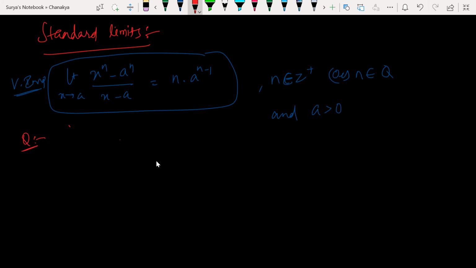The question is limit x tending towards a, x to the power of 4 minus a to the power of 4 divided by x minus a. What's the answer? Tell me, what's the answer?